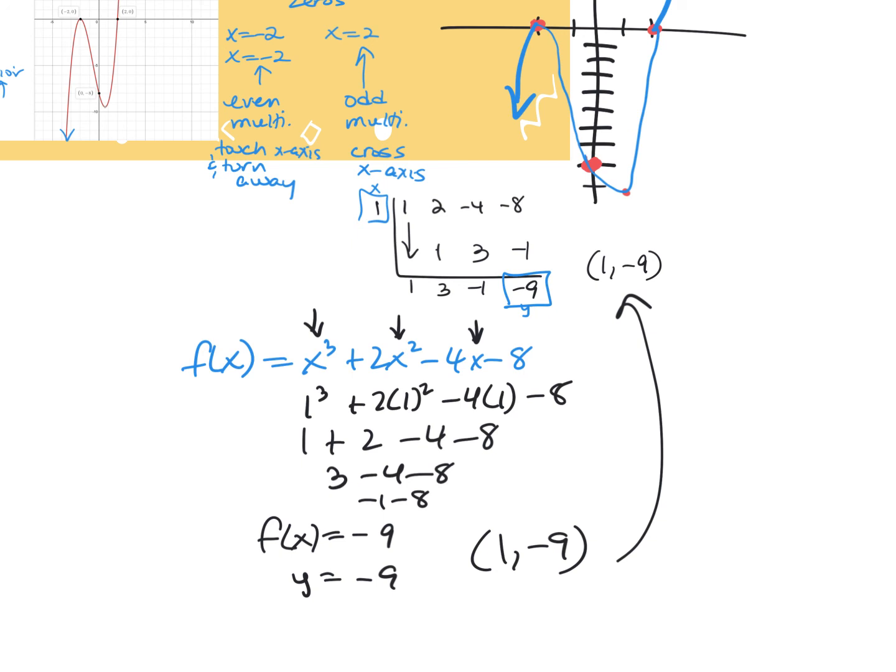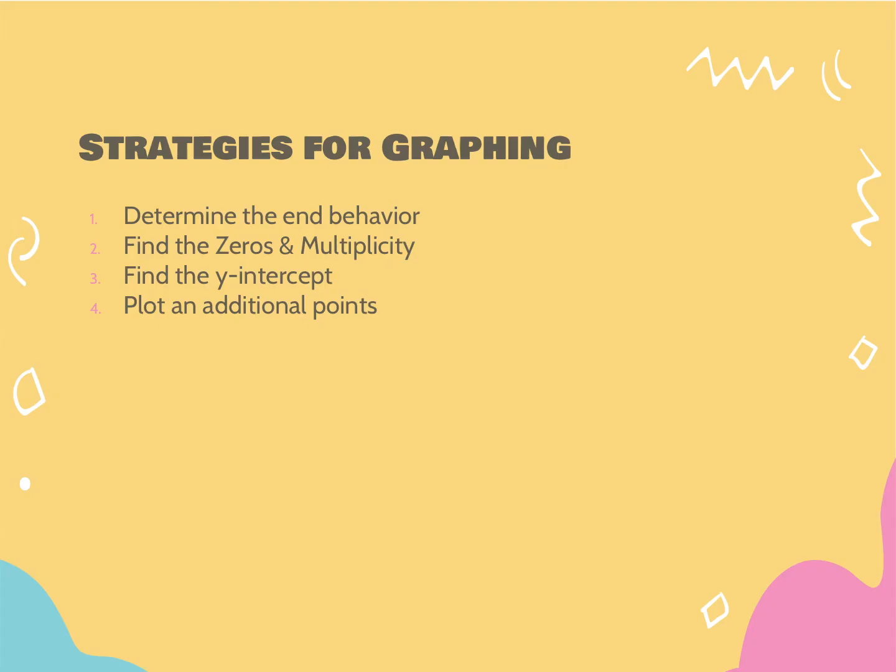And this is basically all of the examples in the notes today. Some of them are already factored for you, so it's not so bad. But let's go ahead and try another one. So again, these are the strategies for graphing. You're going to first determine the end behavior by looking at that first term's exponent. Then you're going to find the zeros, find the multiplicity, find the y-intercept, and then also find additional points. So let's go ahead and try another example.